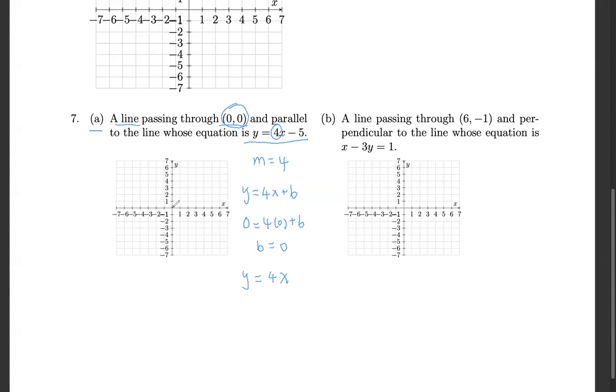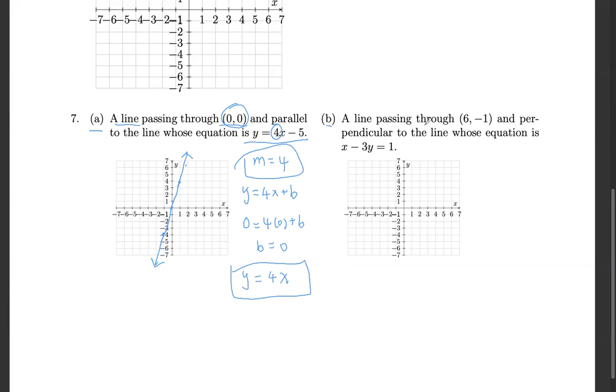Okay, so we have this point, 0, comma 0. Then if x equals 1, y equals 4. Right? If x equals negative 1, y equals negative 4. So we can graph. Yeah, that's the graph. That's the graph of the equation y equals 4x. Okay, so what did we use? We use the slope of the parallel lines.